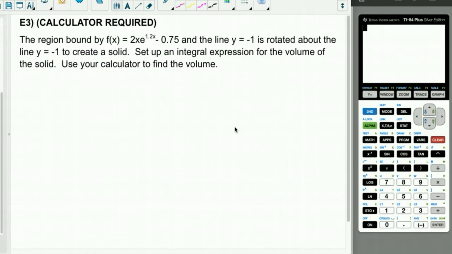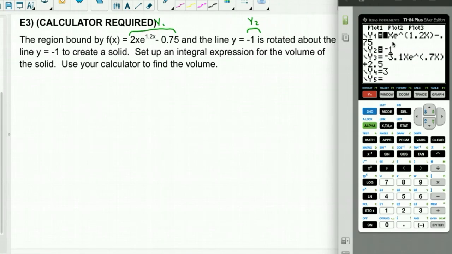All right, so now we've reached the calculator required problem, so we're definitely going to be graphing these. So we have a region bound by a curve that we're totally going to graph, and a line that we're totally going to graph, and it's revolved around the line y equals negative 1 to create a solid. We're going to set up an integral expression for the volume and then use our calculator to find it. So the first thing we need to do is put these in our calculator, right? So I'm going to put this in as y1, and I'm going to put this one in as y2. Full disclosure, I've actually already done that. So there's my y1, 2x e to the 1.2x minus 0.75, and then my y2 is negative 1.